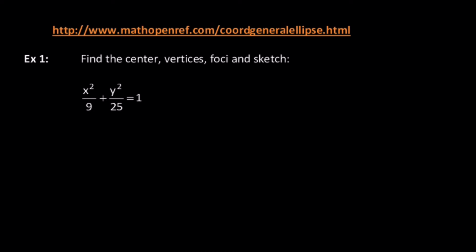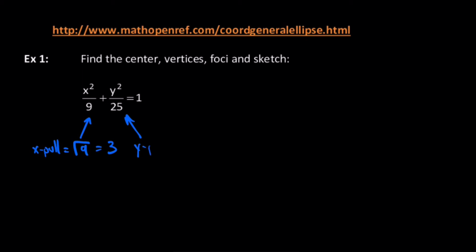We're going to start with an easy one. If you notice here, the center is going to be 0, 0. And this right here is going to give me my x pull. I'm going to write it out slowly here. The x pull is the square root of that number. So the x pull in this example is going to be 3.